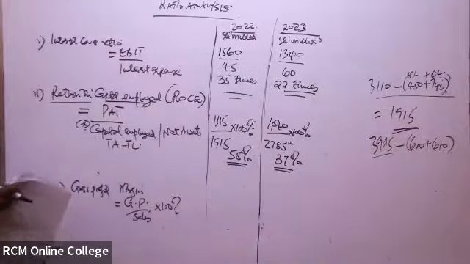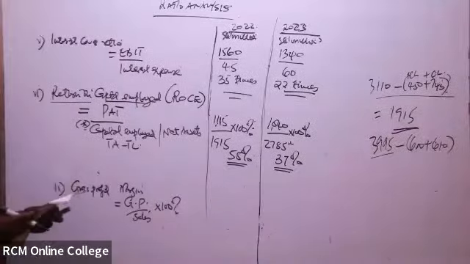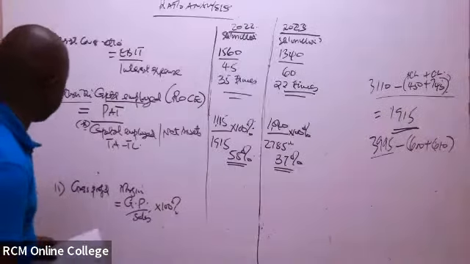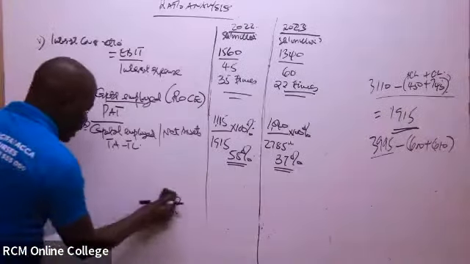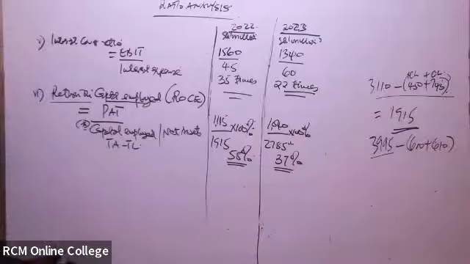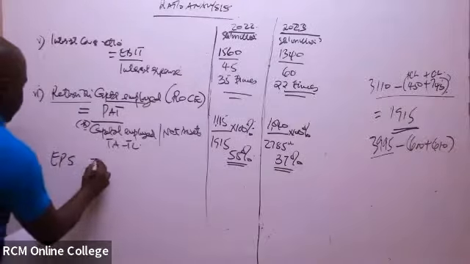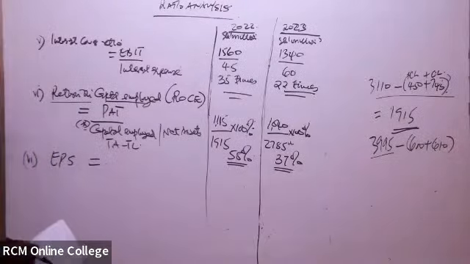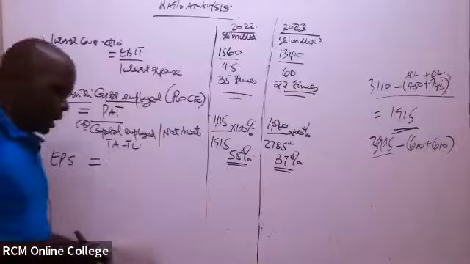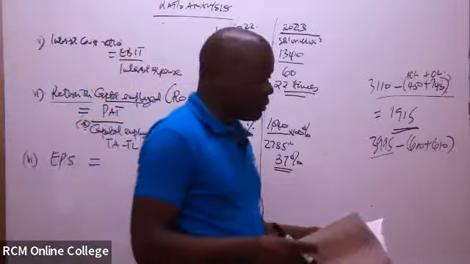So we can now go to the next one, which is earnings per share. So we have earnings per share. Earnings per share formula. So always start with the formula, the earnings per share.